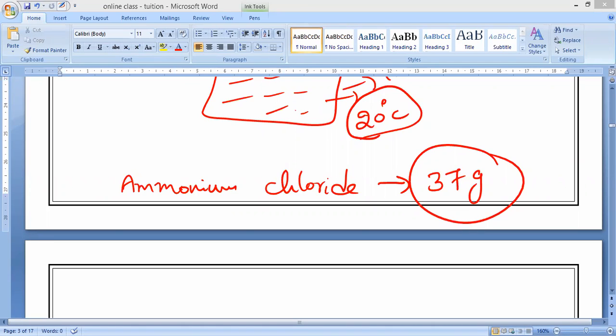What is the solubility after that? Solubility in water at the temperature. At the temperature means at 60 degrees, they are asking how much is the solubility of potassium sulfate in water. That is what I want.